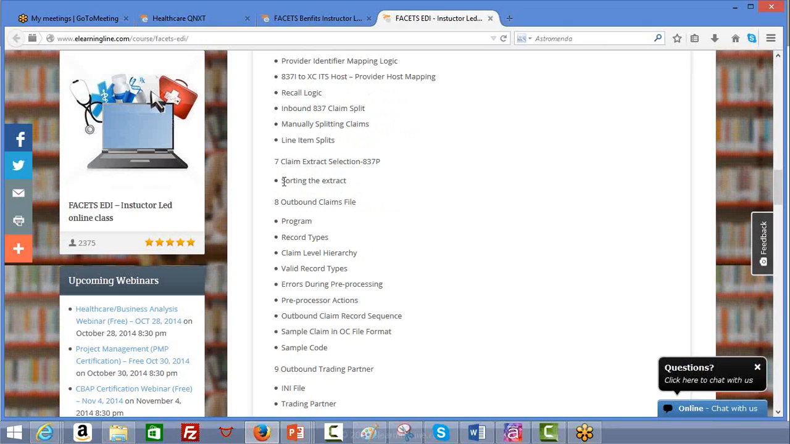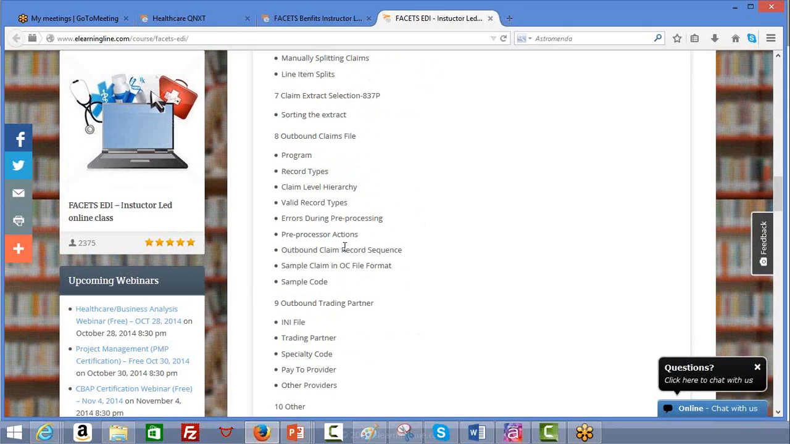Then you have sorting the extract, because you get so many files every day, so you have to have a method of doing that. Then there are some outbound claim files, which cover what the programs associated with it are, what the valid records are, and the hierarchy of the claim level. Then if an error happens during the pre-pricing, how to look that up. Outbound claims record sequence, sample claim in OC file format, and then the sample code. All these things, again, are still EDI. So as I said, EDI is a little bigger as compared to claims, and benefit is the smallest one.